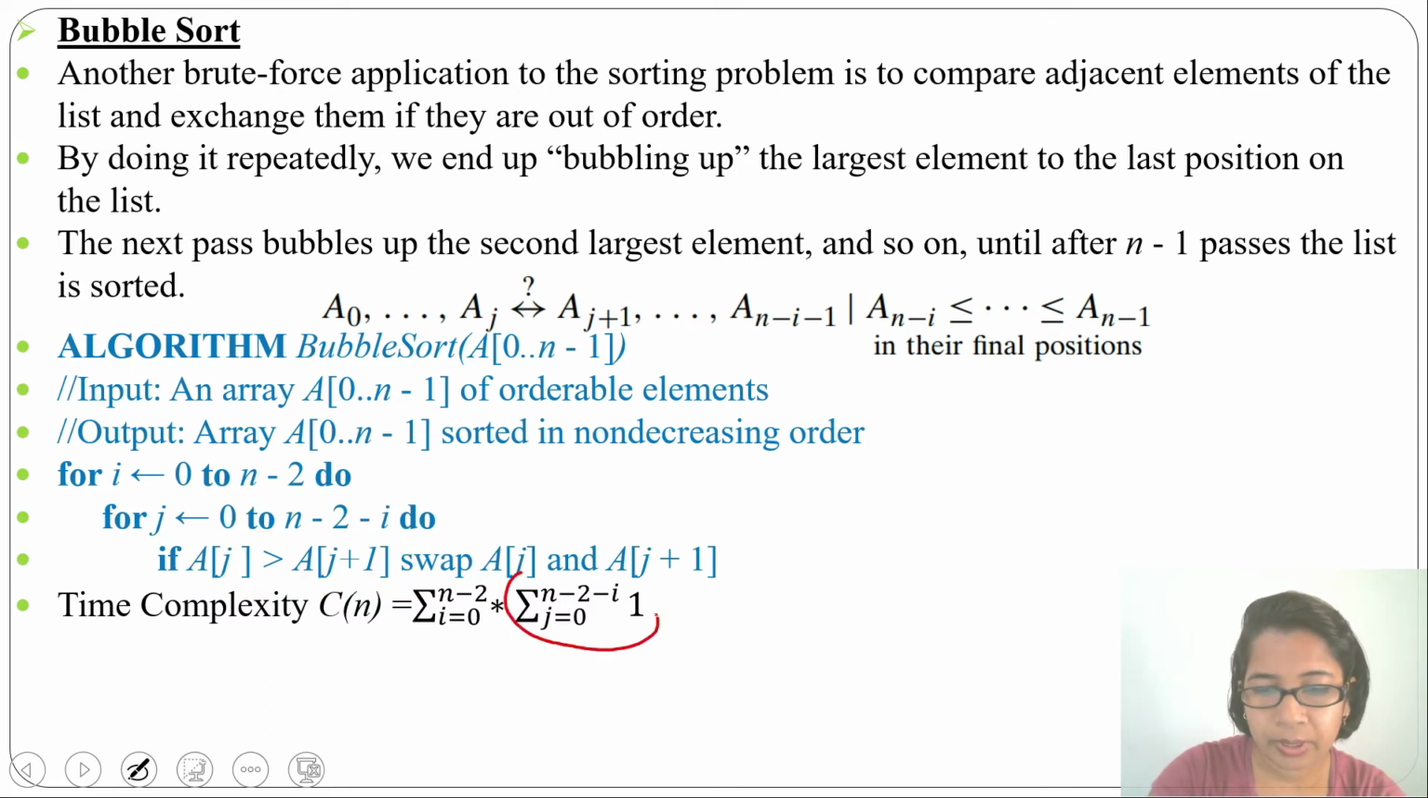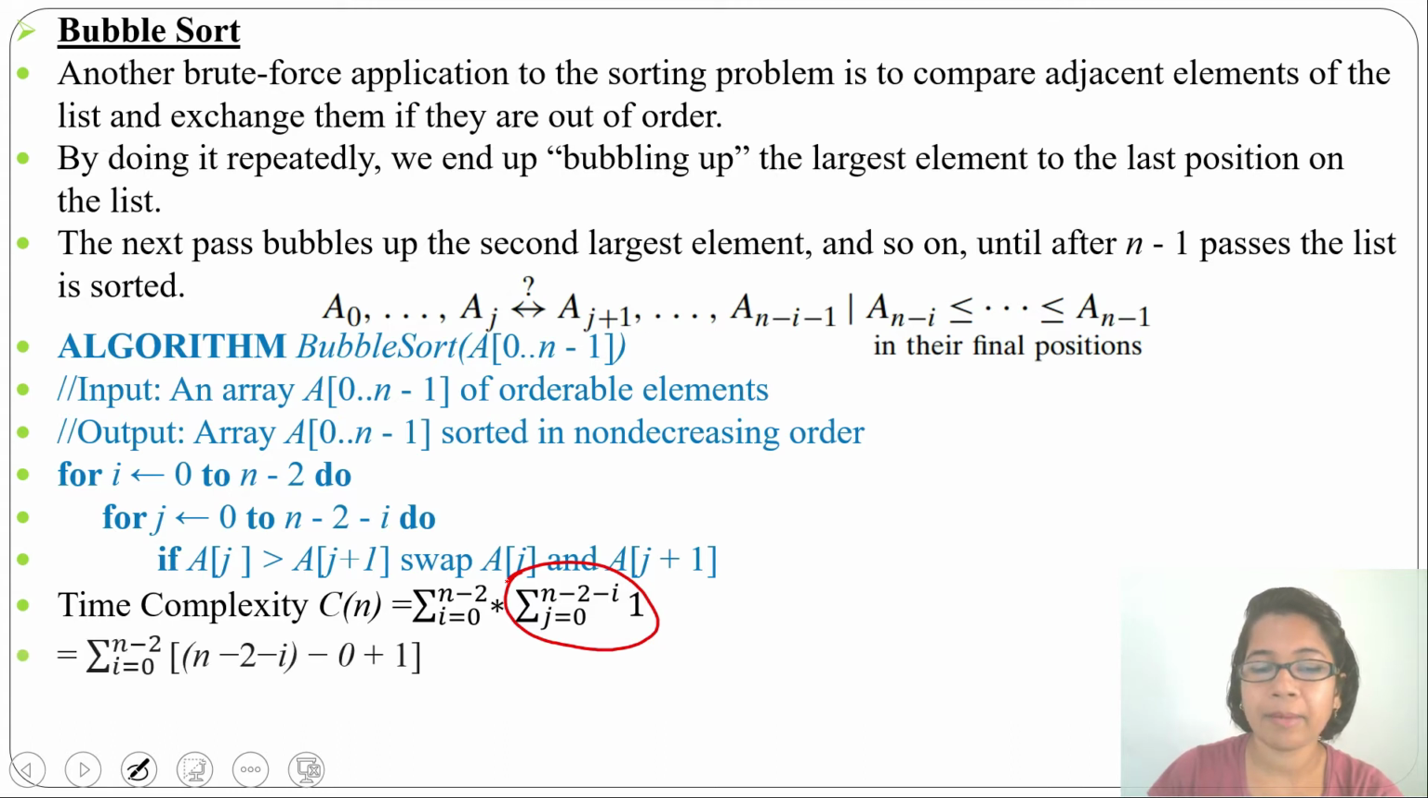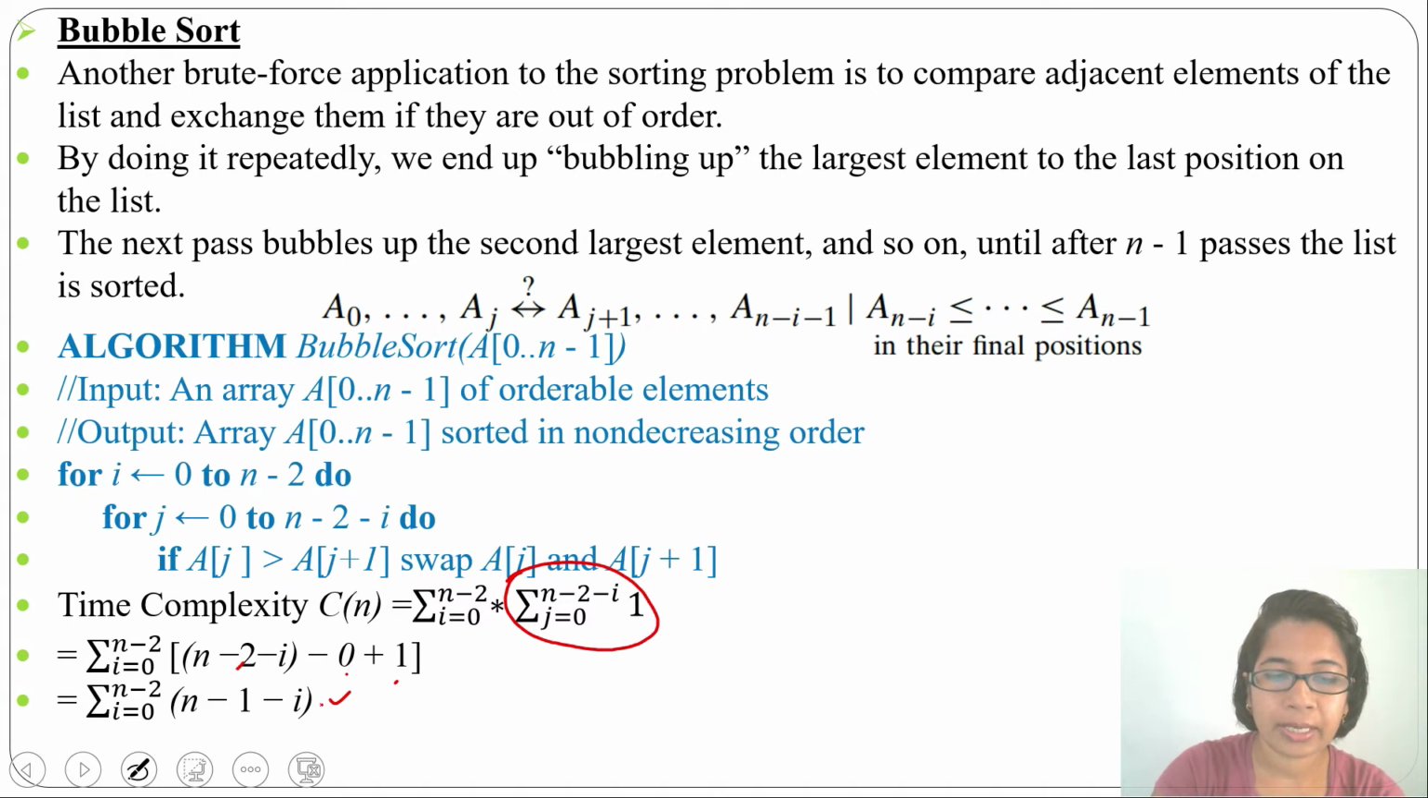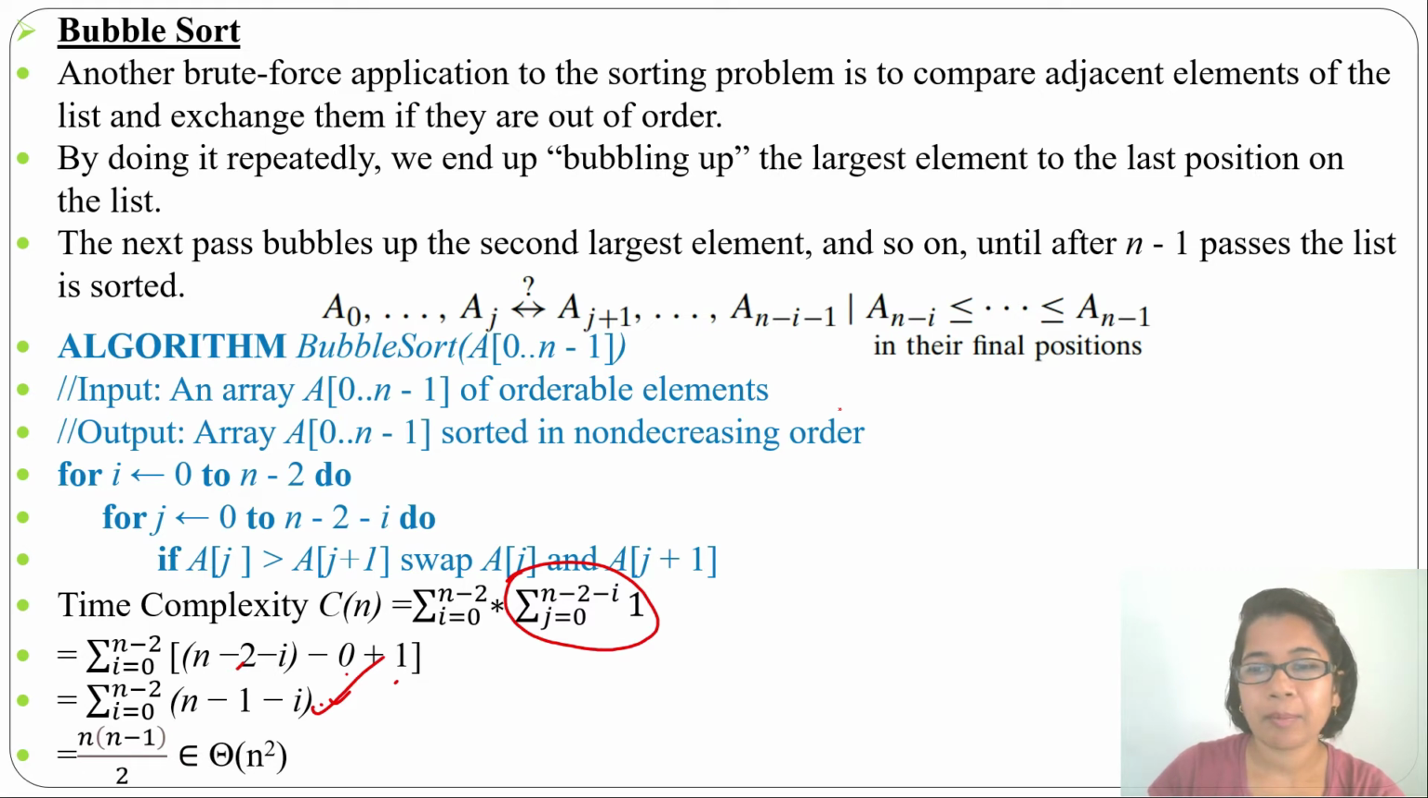So first we will solve this. It will be upper limit minus lower limit plus 1. Upper limit is n minus 2 minus i. Lower limit is 0, plus 1. So minus 2 plus 1, it will be n minus 1 minus i. We reach this in selection sort also, and after solving this, we get n times n minus 1 divided by 2. In the previous lecture, I discussed how to solve this, just go through that. That is approximately equivalent to theta of n square. So we got running time as theta of n square for both worst case and best case.